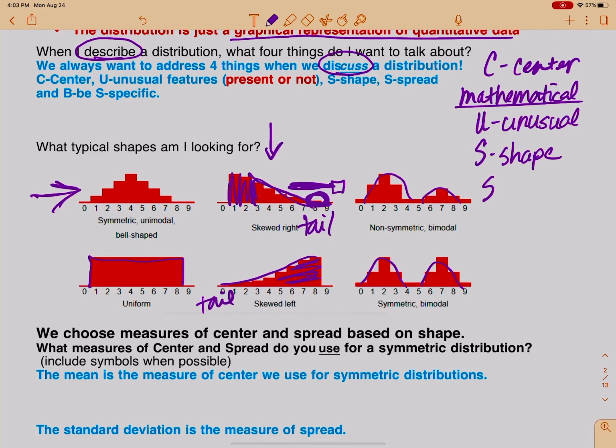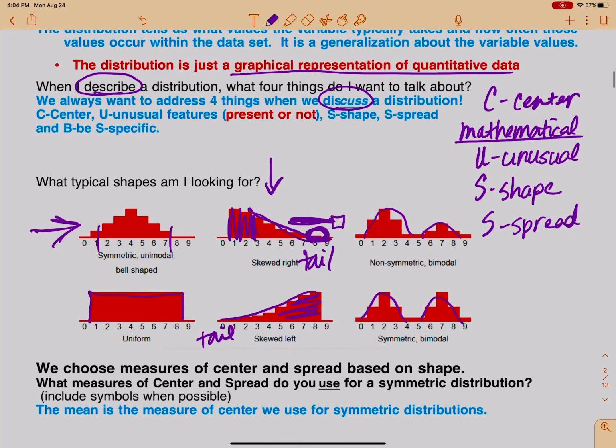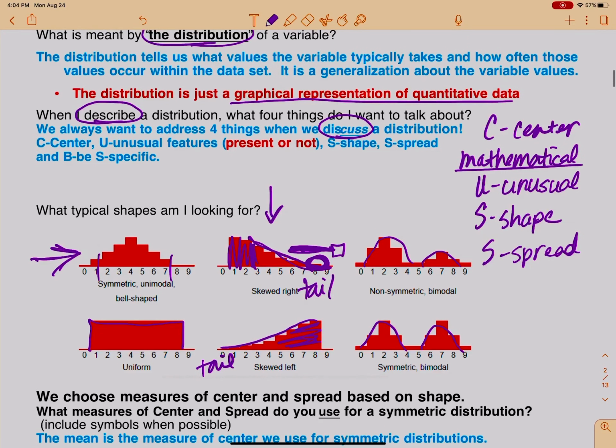And then we've got the other S, spread. Okay, well, when you've just got a picture of a graph, about the only thing you can say about the spread is that, hey, my data is between this number and this number. I mean, that's pretty much all you can say. You can talk about the range of values. That's pretty much about it. So when we discuss or describe a distribution, we are going to talk about these four things.